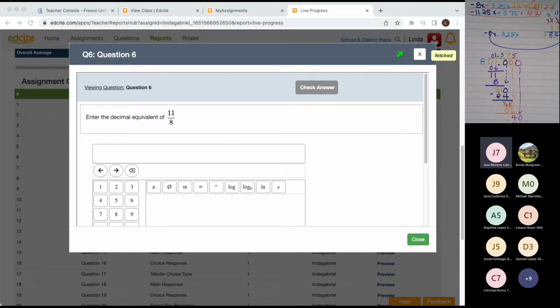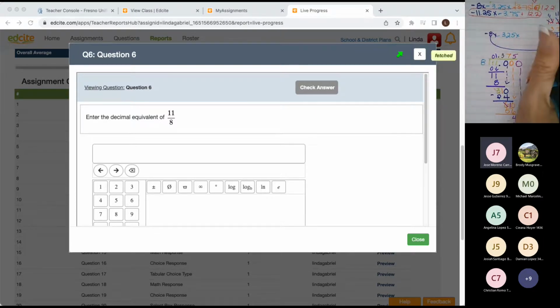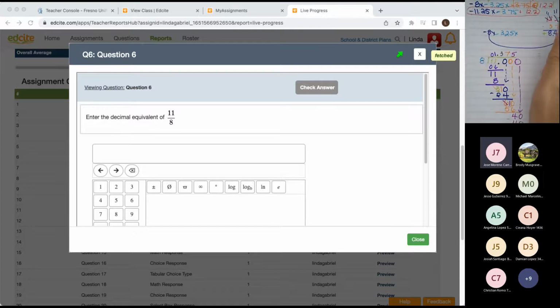So I can't add any more zeros because I'm just going to keep getting 8 into 0. So the answer here is going to be equal to 1.375. My decimal point value for 11 over 8 is 1.375.